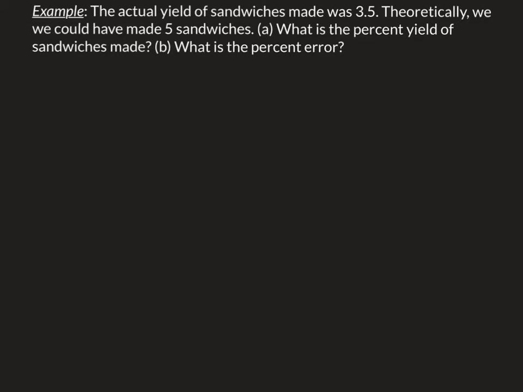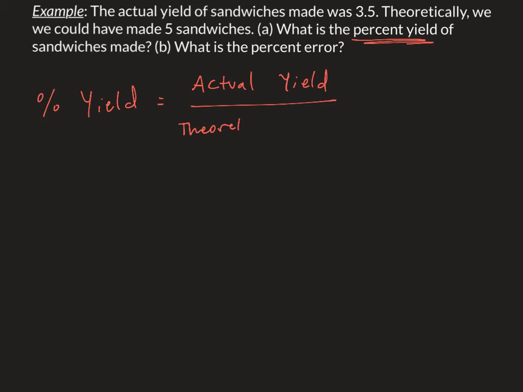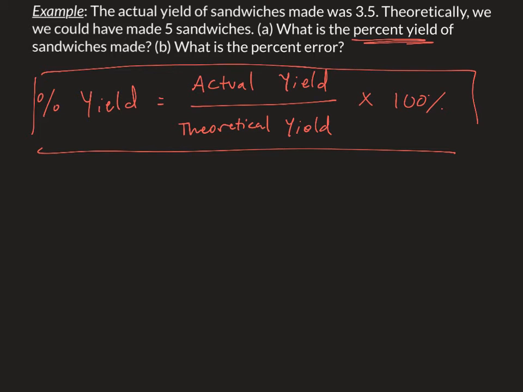So the first thing we're going to do is figure out part A, percent yield. Okay. Now the formula for percent yield is our actual yield divided by our theoretical yield times 100%. Okay. This is your formula for percent yield. So let's go ahead and plug this in then to figure out what our percent yield was.